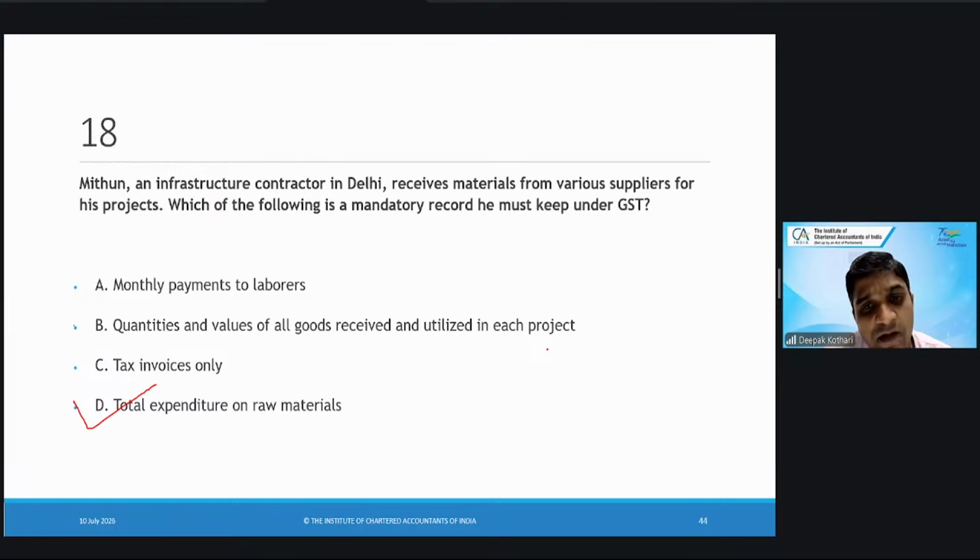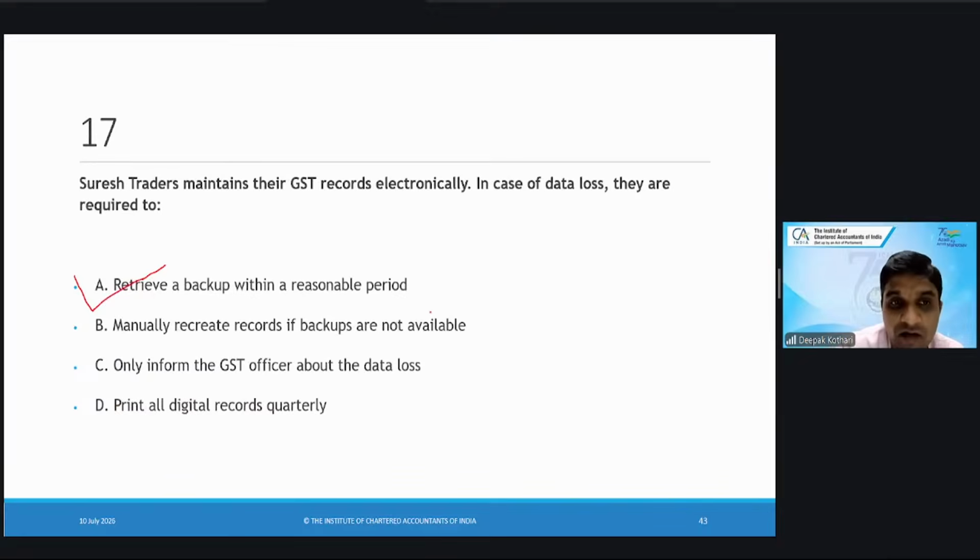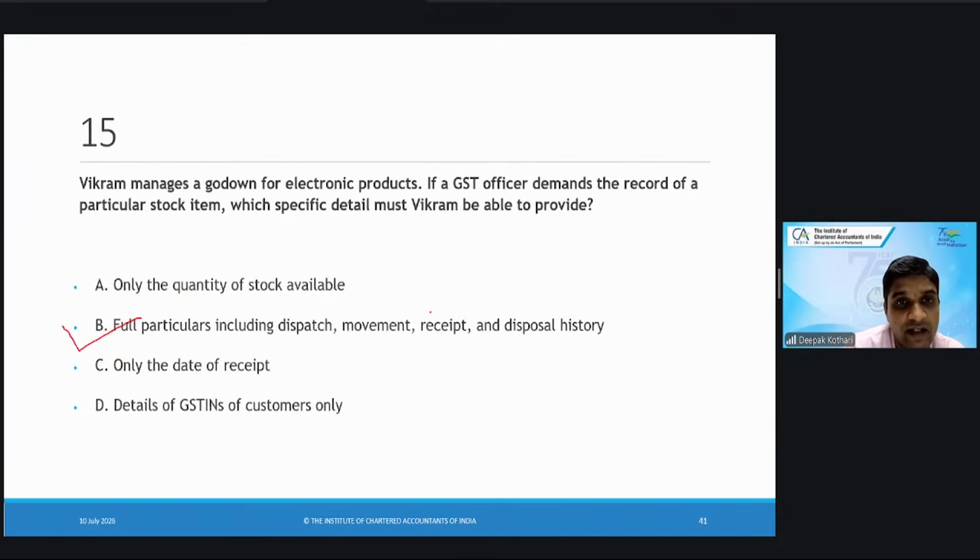However, a supplier who has opted for composition is not required to maintain such records. That is, following records, but a supplier who has opted for composition is not required to maintain such records. Okay, so that's clear. Yeah, you're right. So you stand corrected. So there they are not required to maintain stock of things. So we'll go and correct that answer.